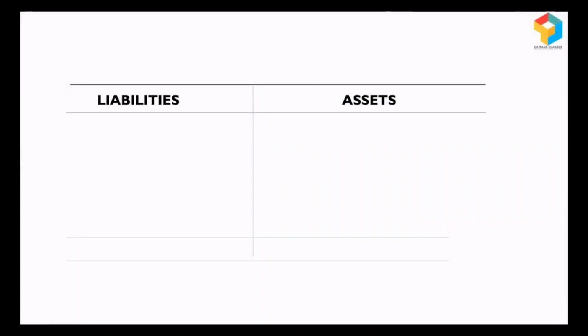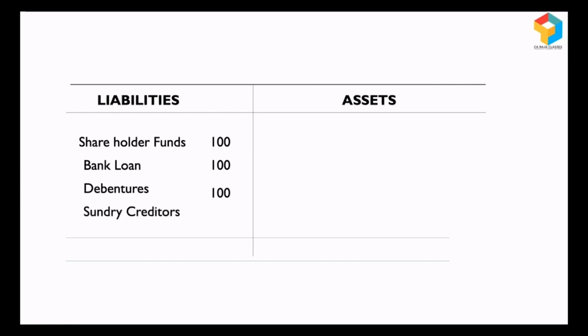Here also I'm going to use a balance sheet, and on the left hand side I've just mentioned liabilities, but it is equity and liabilities. Now listen. This business has raised 100 million from shareholders. From the bank it has raised 100 million, debentures 100 million, and from sundry creditors 200 million. It means totally this business has raised 500 million.